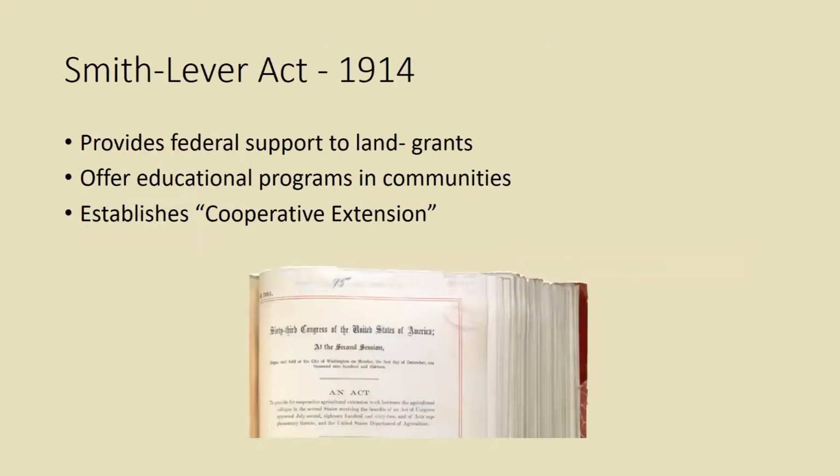You've probably got a pretty good grasp on the land-grant part of the story, but where does extension come into the picture, and what is extension? In 1914, President Woodrow Wilson signed the Smith-Lever Act, which created cooperative extension, and the act provided federal support to these land-grant institutions for the purpose of taking educational programs out into the community. And the idea was to provide citizens practical and useful information to help improve their lives.